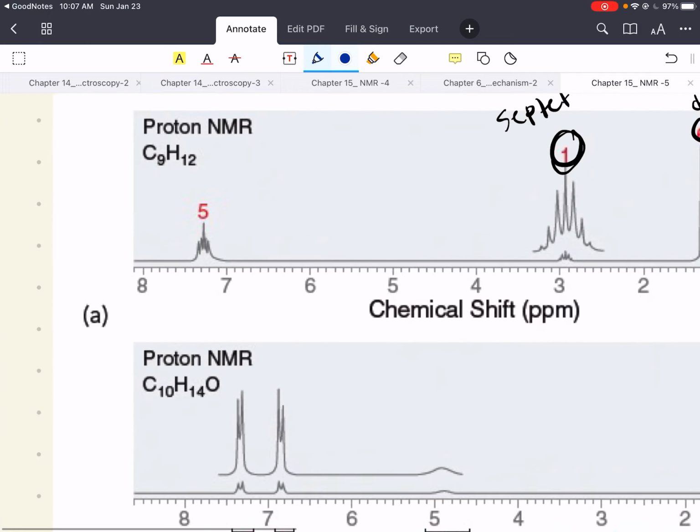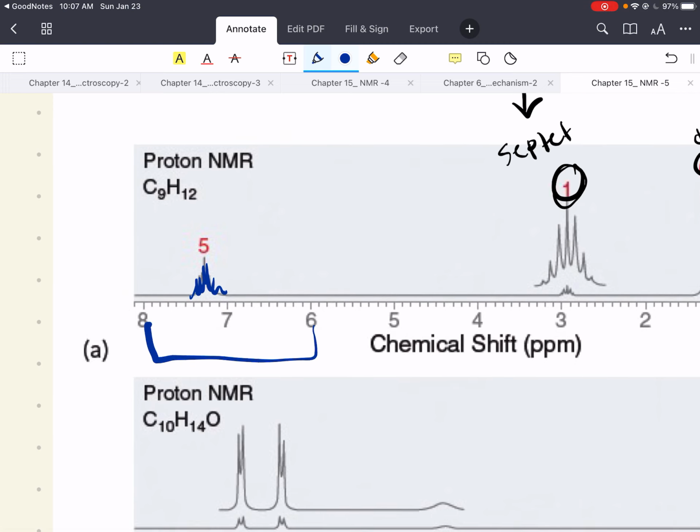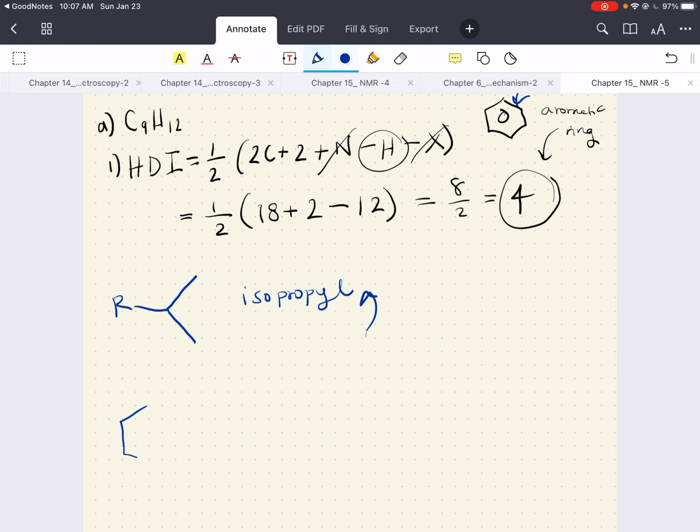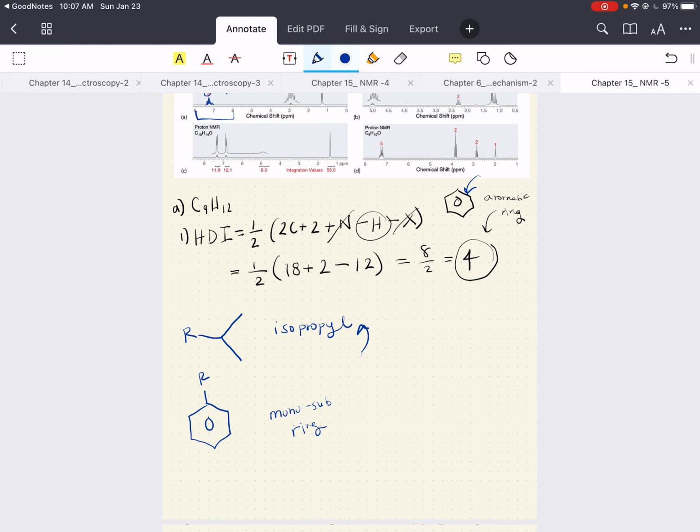Let's look at this last signal. This is a multiplet peak between 6 and 8. We also know what this means. This means that we're dealing with an aromatic ring. But wait, it has an integration of 5. Remember, we said 6 means it's unsubstituted. An integration of 5 hydrogens means that this ring is monosubstituted. So we have an isopropyl group and a monosubstituted aromatic ring. So we have all the pieces that we need now.